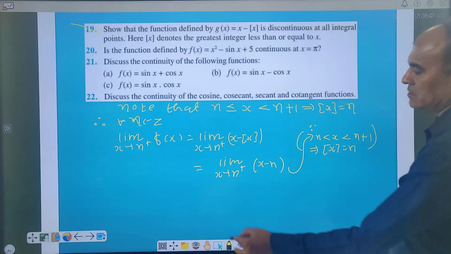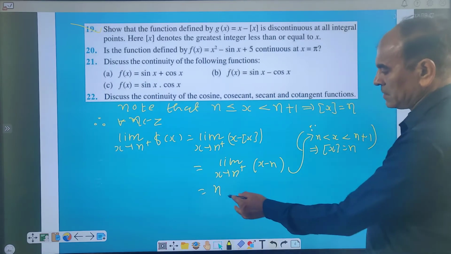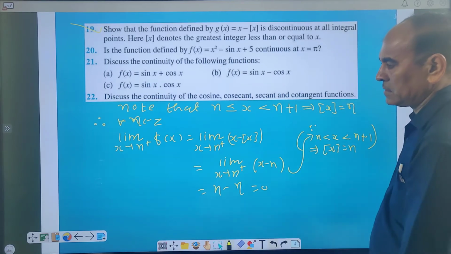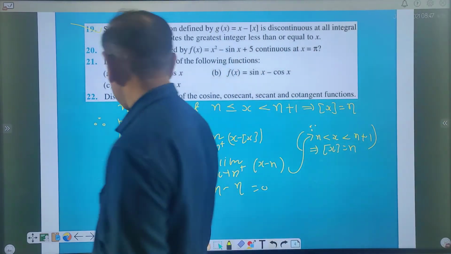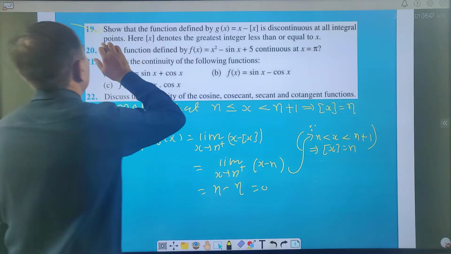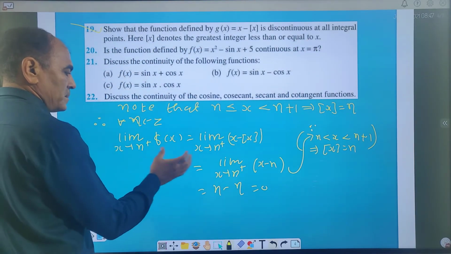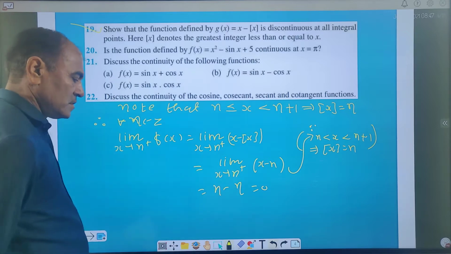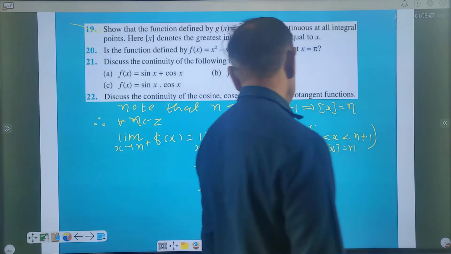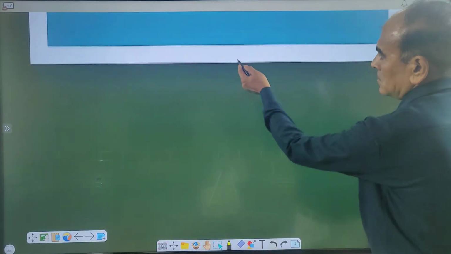So that is equal to, what is this limit? x tends to n. So n minus n. That is 0. Is it clear? See. That we have to check at all integral points. That means for all n belongs to Z. So right hand limit is 0. Let us try to find the left hand limit here.